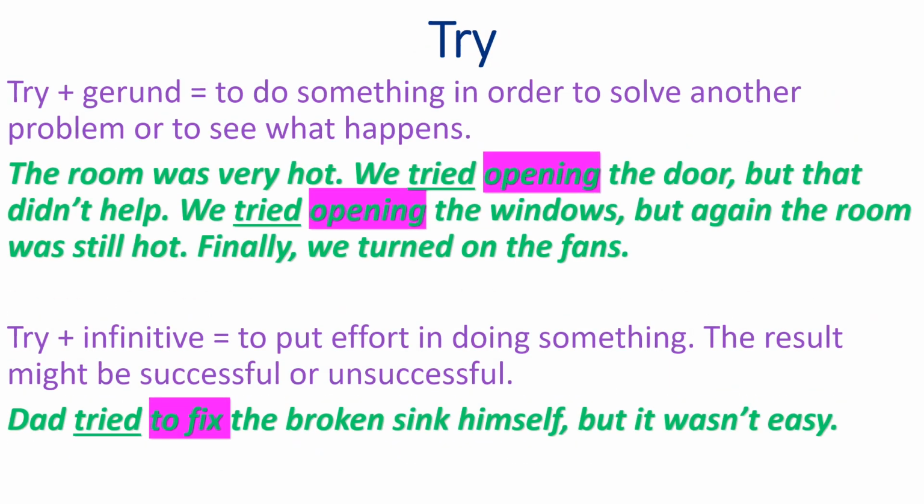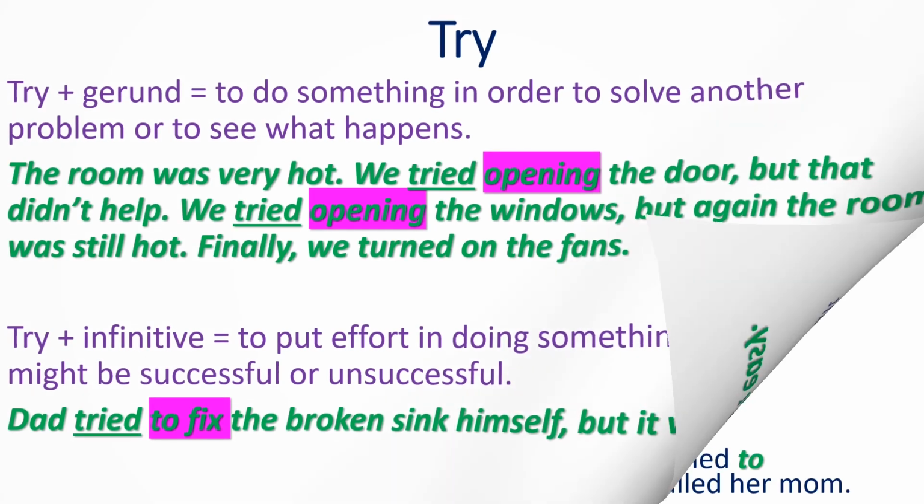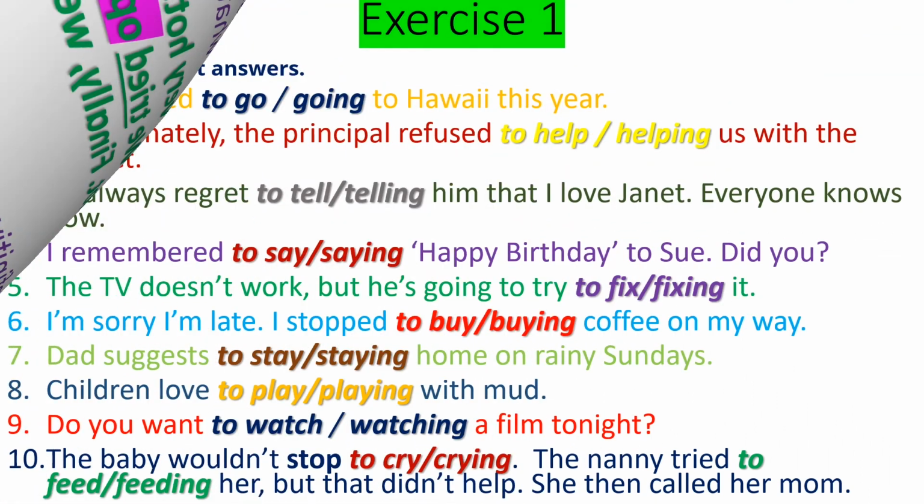Try plus gerund, it means there is a problem, but you try other things to solve this problem. Like we tried opening the door to solve the problem of the hot room. It's not the door that is the problem. Whereas try plus infinitive is to put effort to fix the problem. Like Dad tried to fix the broken sink himself. The broken sink is the problem itself.